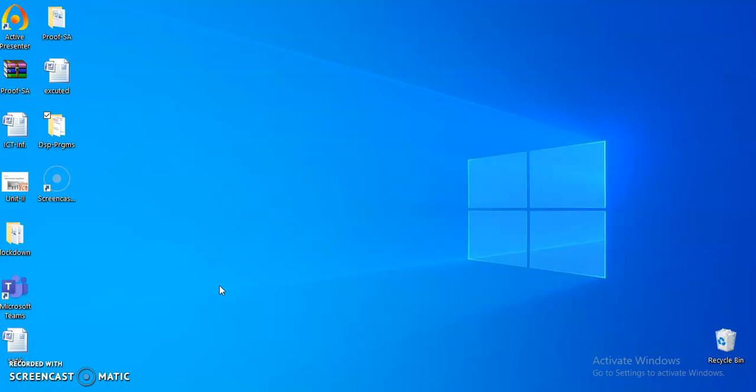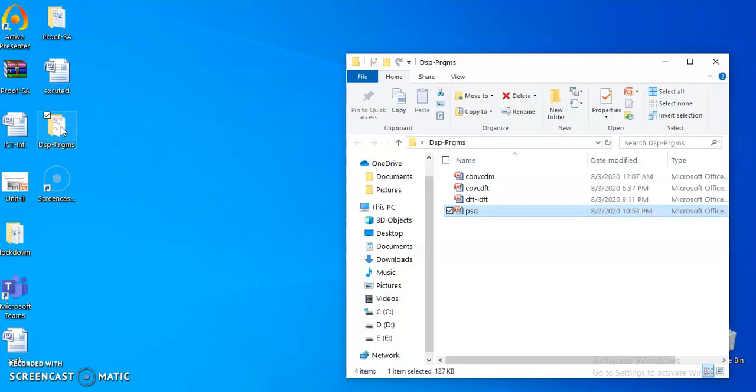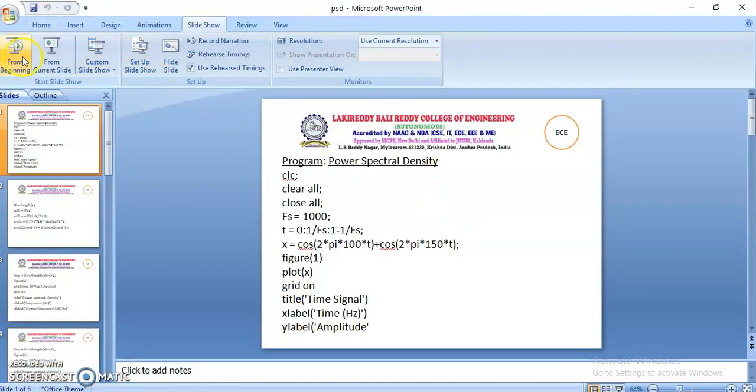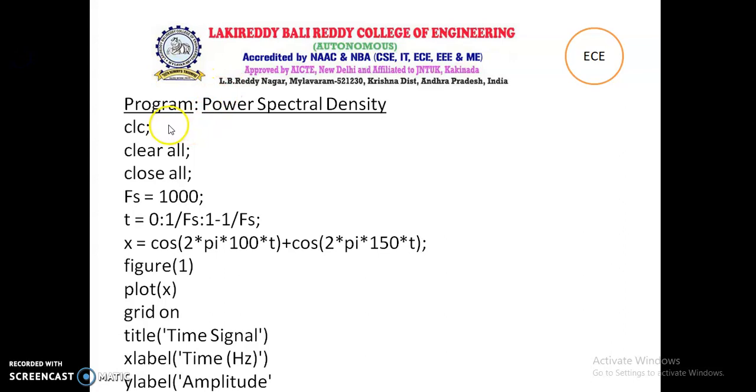Hello everyone. As a part of the DSP lab programs, today I am going to explain about the power spectral density. This program can be represented in terms of the slide representation.